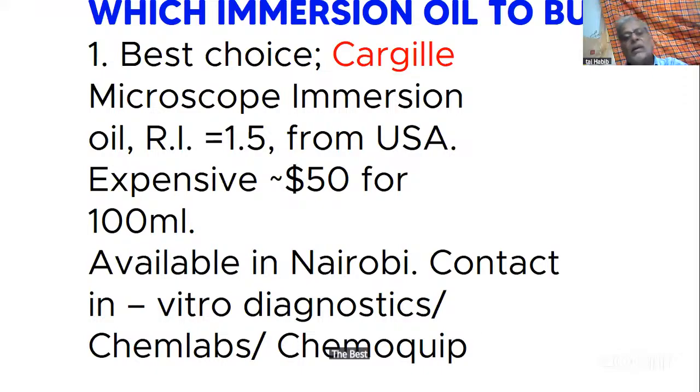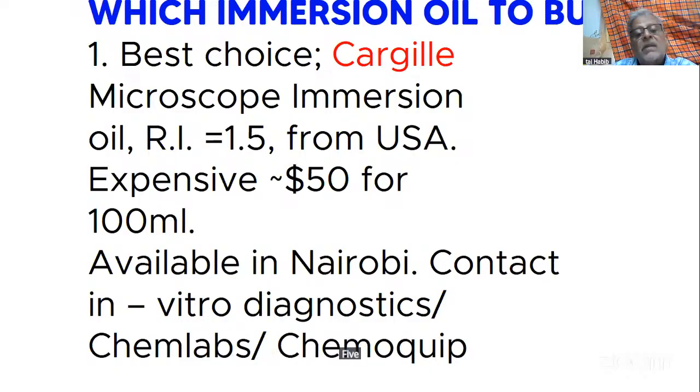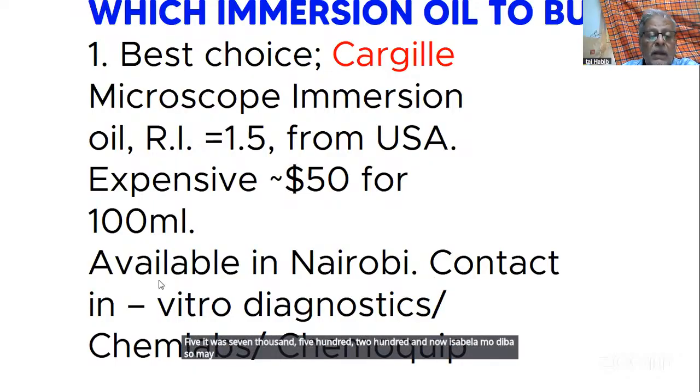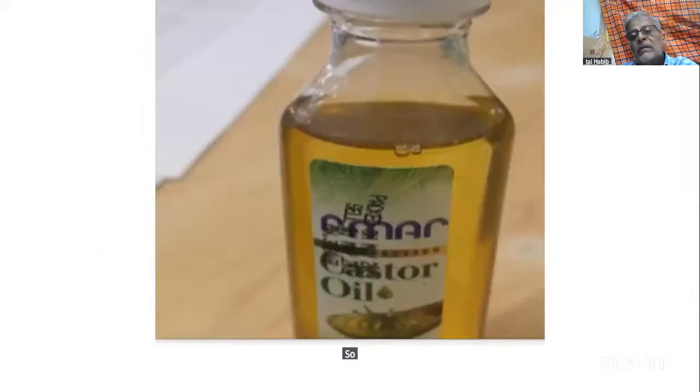The best oil to buy in the market is called Cargille. It comes from the US. It has a refractive index of 1.5. It is 7,500 for 100 ml. It's available from many laboratory suppliers: In Vitro, Chem Labs, Chemoquip, Sciencescope, you name it. They all have it. But you have to pay $50. So what is the alternative?